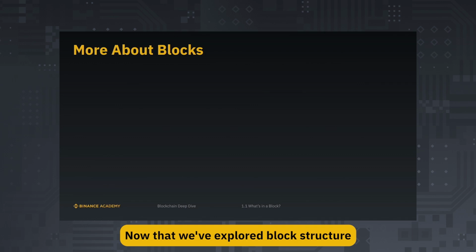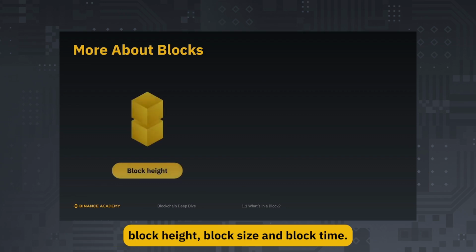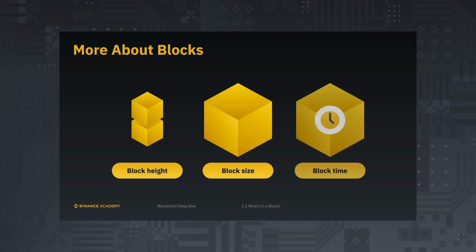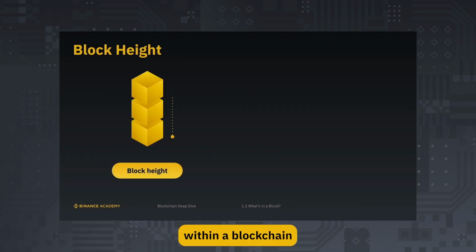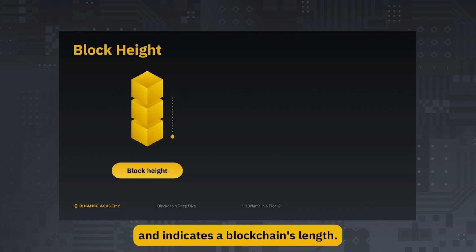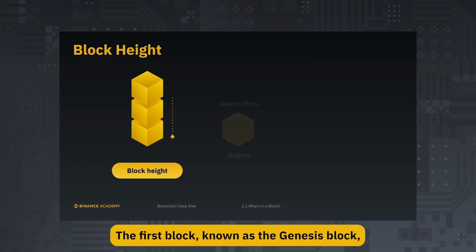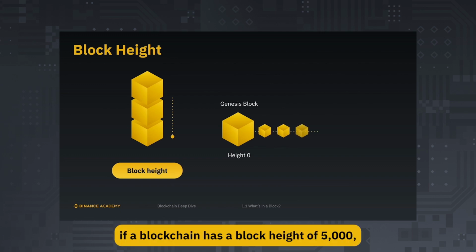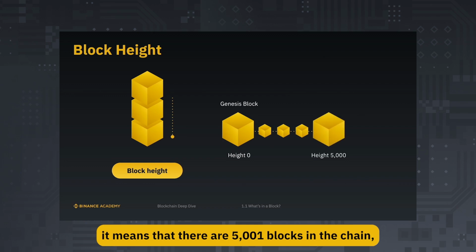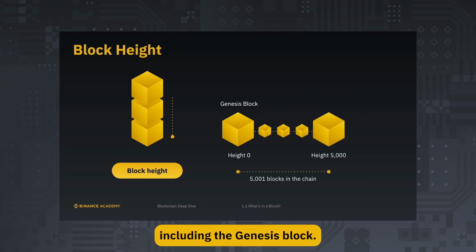Now that we've explored block structure and chaining mechanisms, let's focus on the three critical aspects of blocks: block height, block size, and block time. Block height refers to the position of a block within a blockchain and indicates a blockchain's length. The first block, known as the Genesis block, has a height of 0, and each subsequent block increases the height by 1. For example, if a blockchain has a block height of 5,000, it means that there are 5,001 blocks in the chain, including the Genesis block.